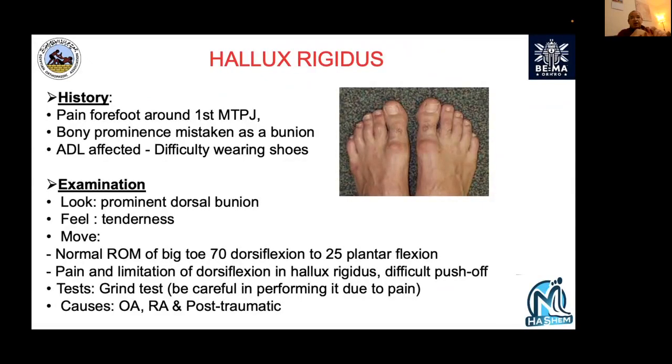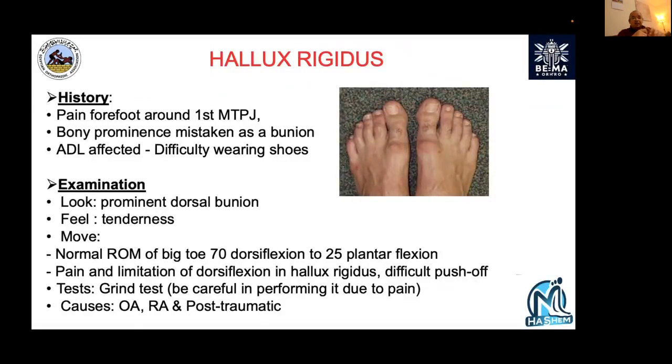But if you move the patient's first MTP joint and it is moving, but the pain comes at the extreme dorsiflexion or plantar flexion, this means that the articular surface is worn peripherally and the central articular surface is still intact. This is a minimal degree, and it will still benefit from preservation surgery. But the one with mid-range arthritis or mid-range pain is the one which will need fusion or replacement.